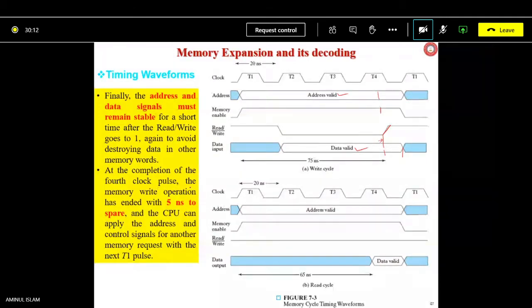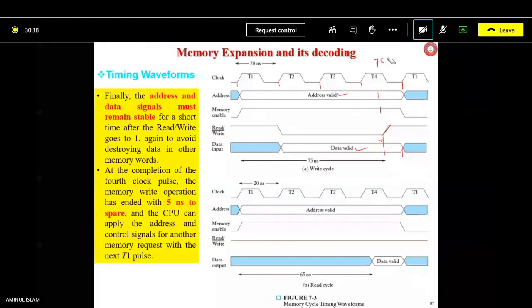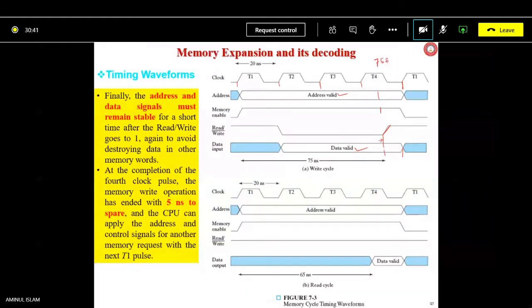At the completion of the fourth clock pulse, see, where is the fourth clock pulse ending? This is the starting point, ending point of T1. This is the ending point of T2, this is the ending point of T3, this is the ending point of T4. So what is said here? The memory write operation has ended with 5 nanoseconds to spare. We know 75 nanoseconds is required for the write operation as per our assumption.